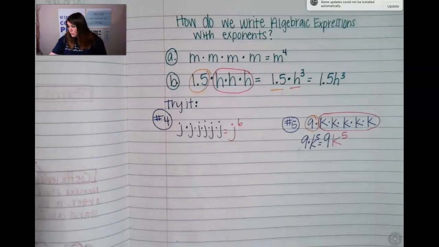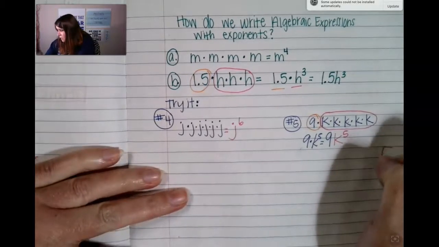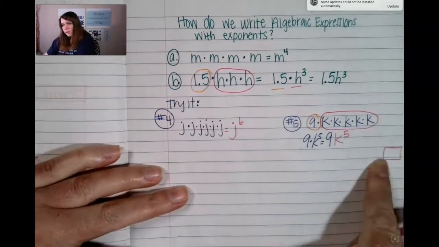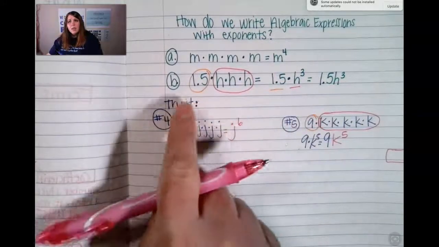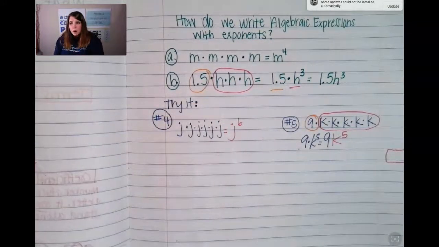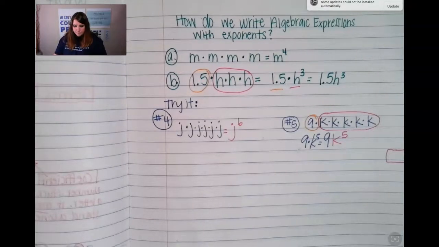Okay, go ahead and give me a rating. 1, 2, and 3. How are you feeling right now about writing algebraic expressions when there's an exponent? Are you able to collapse it down and organize the work?